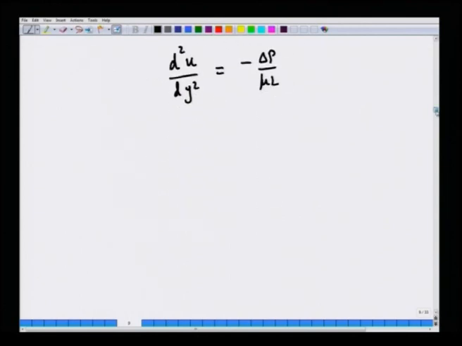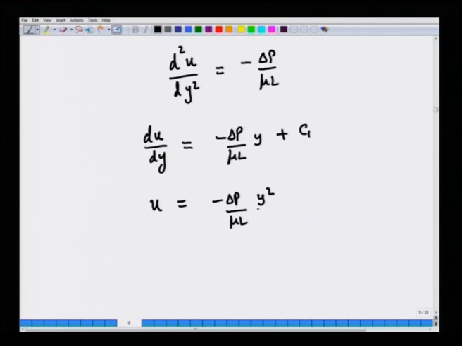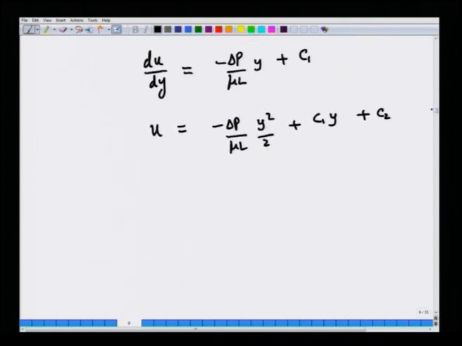Okay. So, I have to integrate this twice with respect to y. If I integrate this once with respect to y, I get du dy equal to minus del p by mu L times y plus C1, or u is minus del p by mu L times y squared by 2 plus C1 y plus C2. Okay. Now, this is u as a function of y.